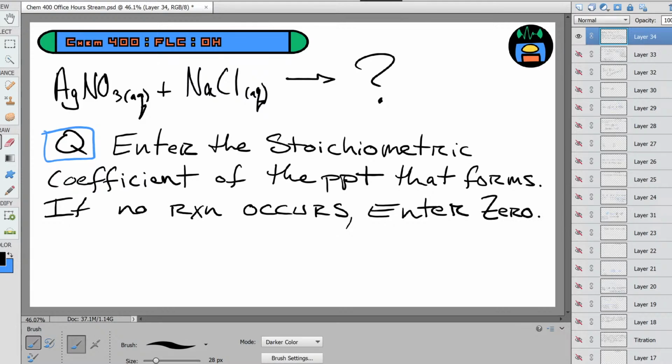So Rachel, for a precipitation reaction or a net ionic equation, I would phrase the question in this way: I'd give you two potential reactants, and then ask you to enter the stoichiometric coefficient of the precipitate that forms, which is going to be a whole number. So you'd look at the possible products, use the solubility rules to determine if there's a precipitate, and then if there is, balance the equation, and that stoichiometric coefficient for the precipitate is what you enter as your answer.